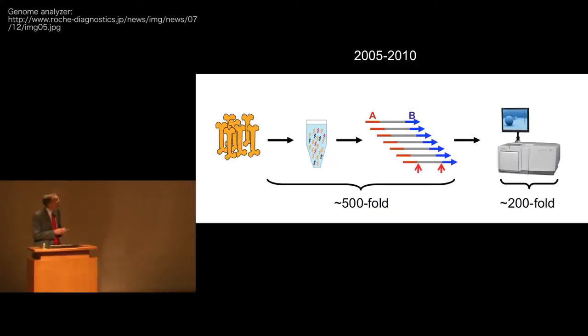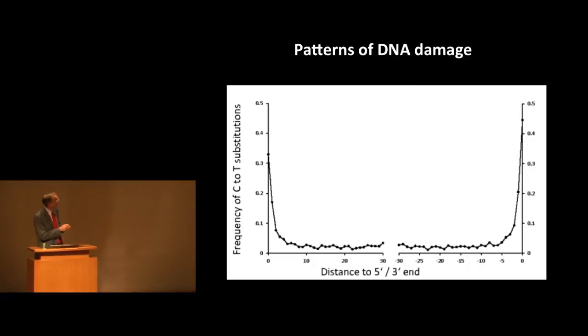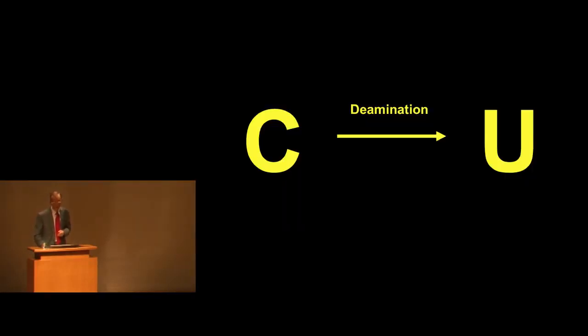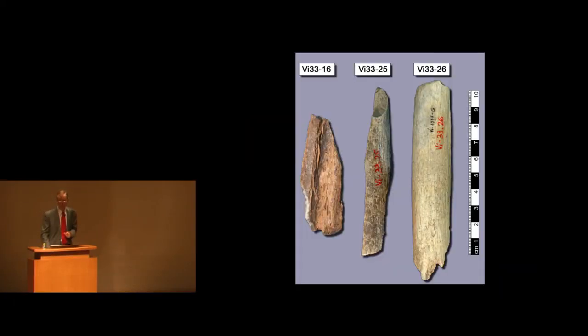We also found that there were particular chemical modifications towards the ends of these molecules, where we find that Cs appeared as Ts in the DNA sequences, particularly towards the two ends of the molecules. And that turned out to be due to a chemical modification of the nucleotide C that loses this chemical group, so it becomes an unnatural base in DNA, U, that is read as T. So we have apparent C to T mutations in the end of the molecules.